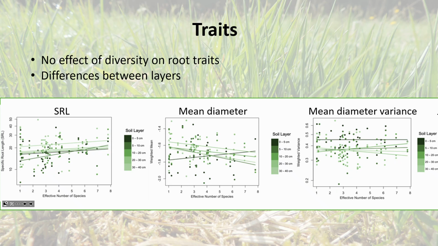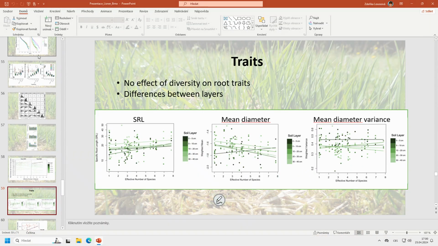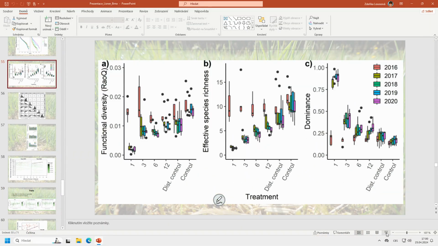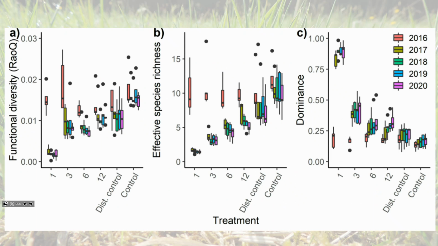But it would probably be very similar, because by creating a diversity gradient in the experiment, we also created a gradient of functional diversity, which you can see here, and it's very well correlated with the diversity gradient. I'm just speculating, but I expect that it would be very, very similar.